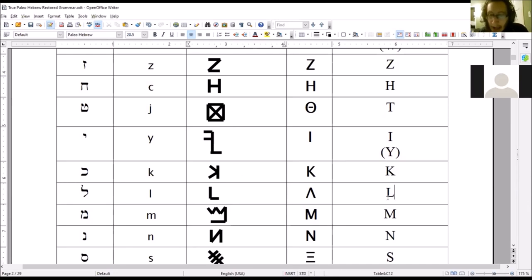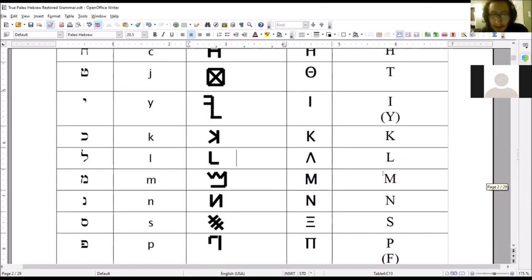Same thing with the letter L, it corresponds exactly with the Paleo-Hebrew L. The letter M is very similar, not exact, and it looks like it's upside down. You can see, it looks like an M, but upside down. And then it has that tail at the end.